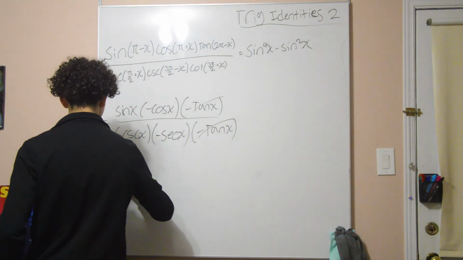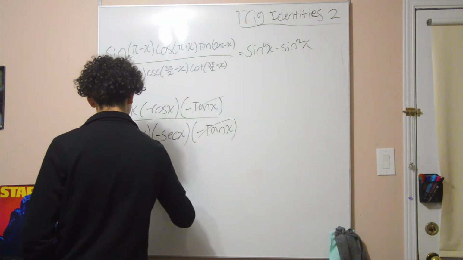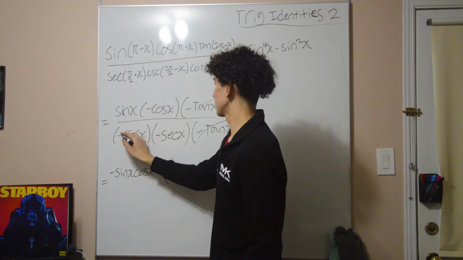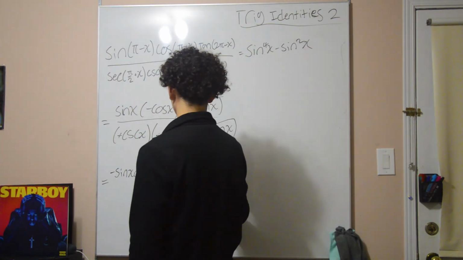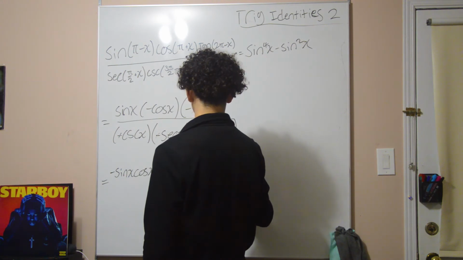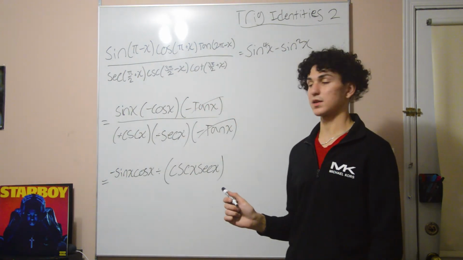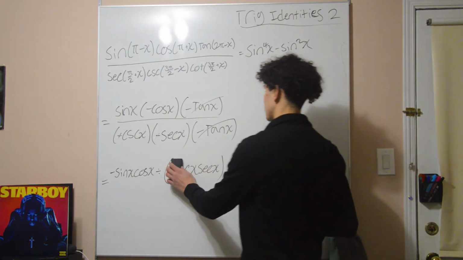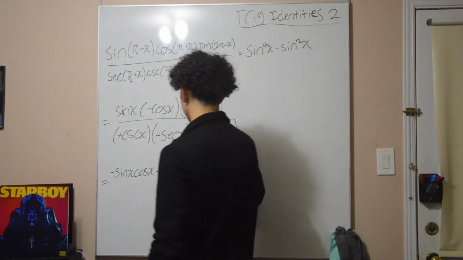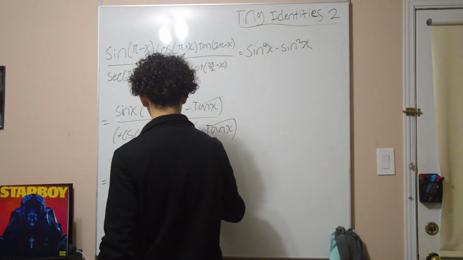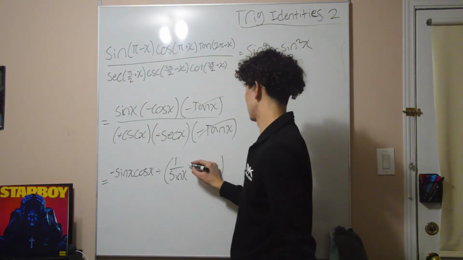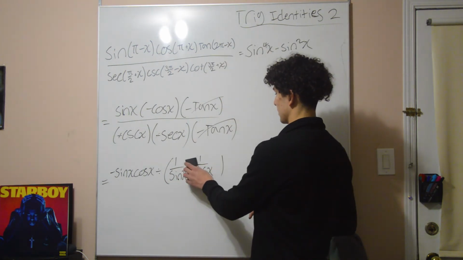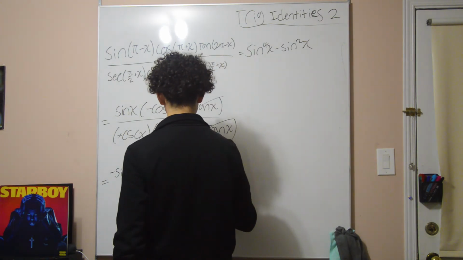And we are left with negative sine x cos x divided by, these two negatives also cancel out, just like that, divided by CSC x SEC x, just like that. Now, cosecant and secant of x are 1 over sine and 1 over cosine. So, we are just going to change this to 1 over sine x times 1 over cos x. And that really just gives us 1 over sine x cos x.